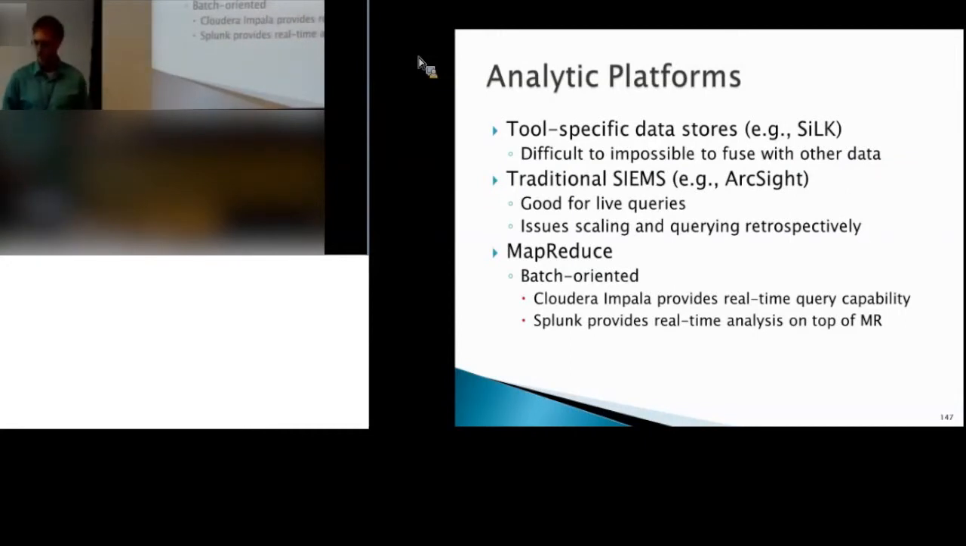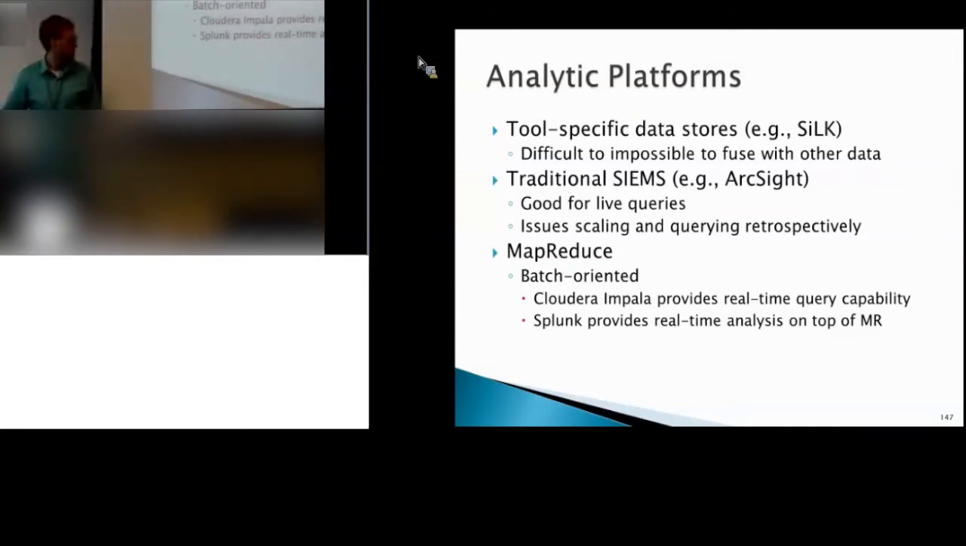We've got traditional security event management systems like ArcSight. ArcSight in particular is great for live queries: I want to see when X and Y happen from now on. It's not so good for retrospective queries, and it has trouble scaling. It was backed by Oracle, I think it's now Postgres, a transaction database system. It doesn't scale to very, very large amounts of data. So for example, it would be hard to take all of your NetFlow data that you're collecting across your entire enterprise and get it into ArcSight.